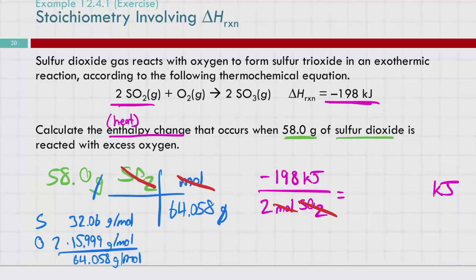And our kilojoules, negative 89.637... Round it for 3 sig figs, negative 89.6 kilojoules. Questions at all?